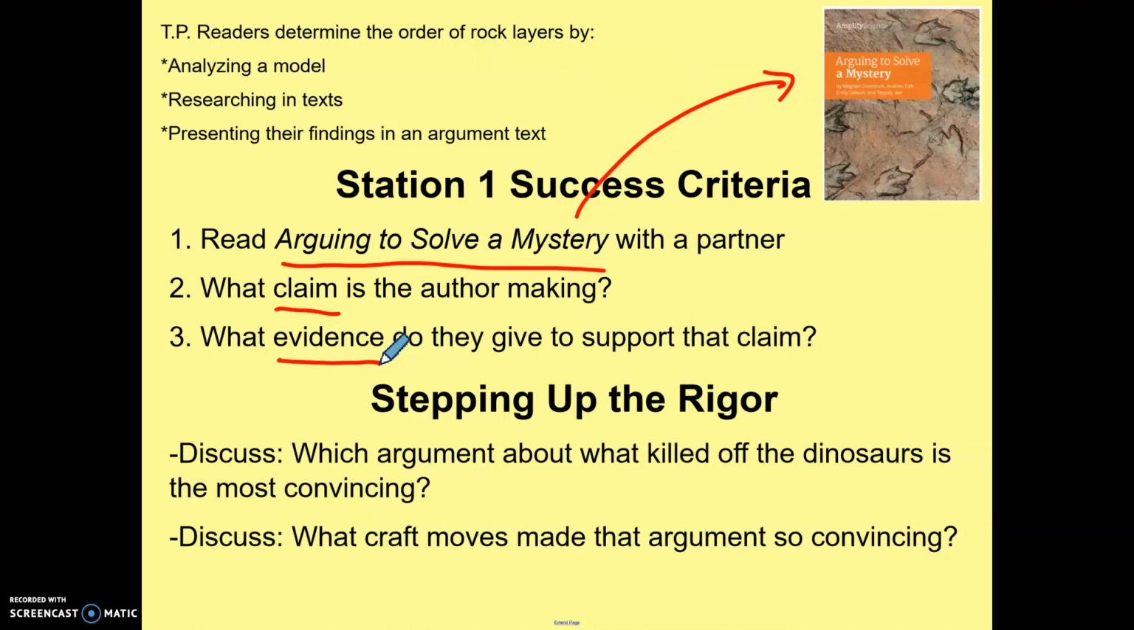Then, if you'd like to step up the rigor, you can add these 2 points to your jot. You can say which argument about what killed off the dinosaurs is most convincing, in your opinion, and what craft moves made that argument so convincing. Okay, so this will all be on Google Classrooms for you.